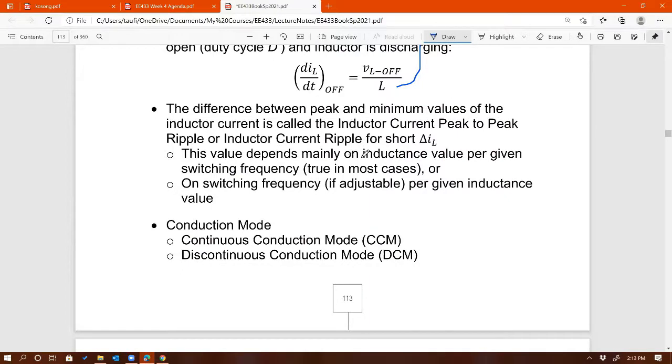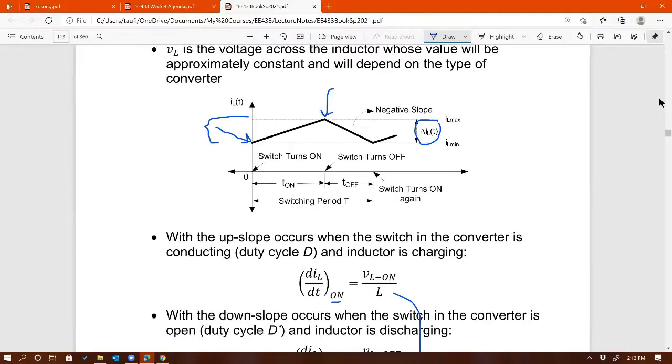This value depends mainly on the inductance used per given switching frequency, or if you assume that the inductance is fixed, then we can play around with the switching frequency to adjust peak-to-peak ripple. Again, I'm not going into the details of this, but in general, this peak-to-peak ripple, delta IL, is going to be a function of frequency as well as the inductance.